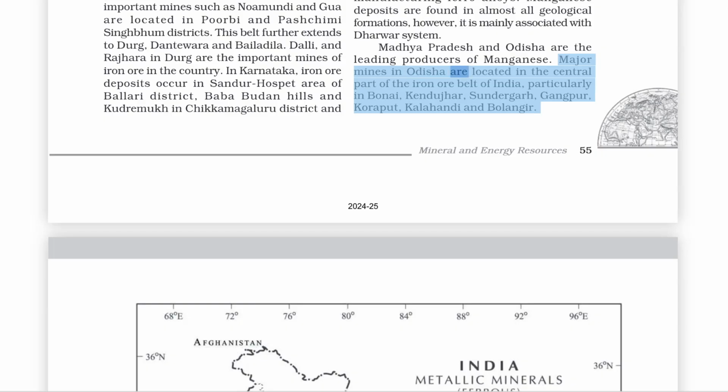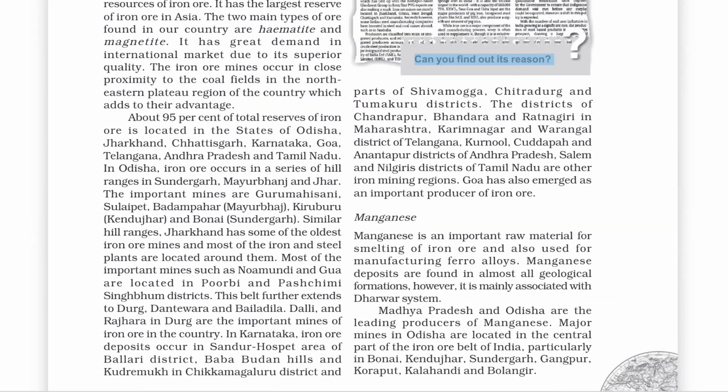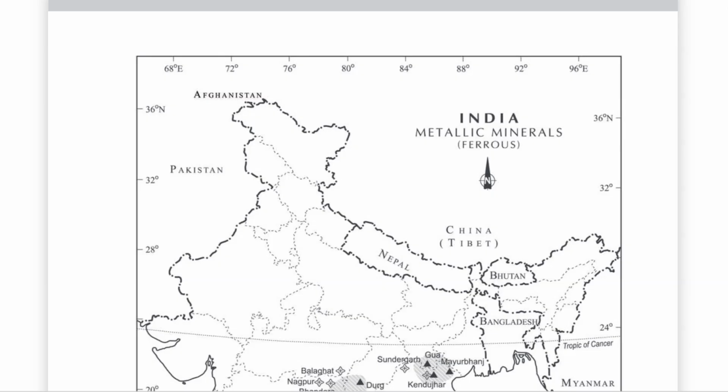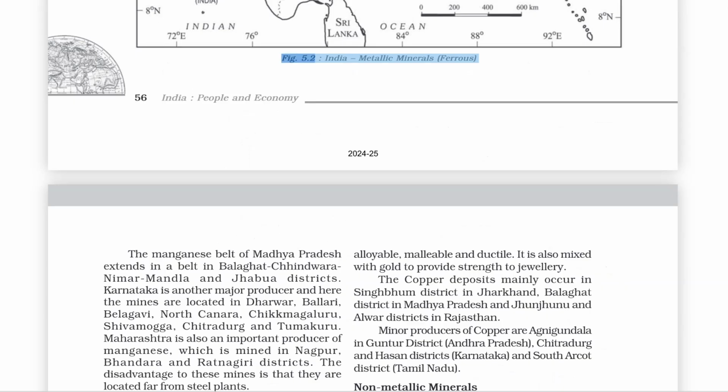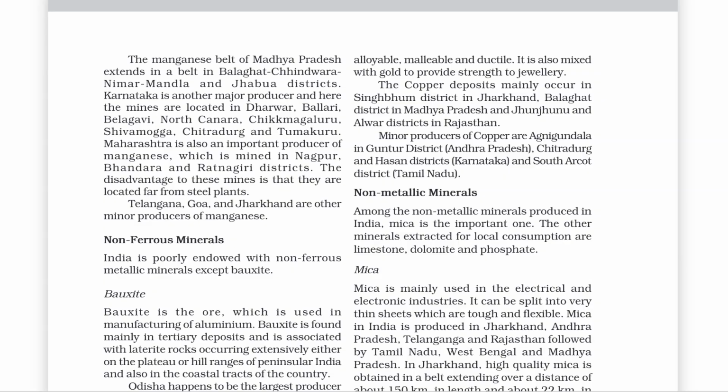Major mines in Odisha are located in the central part of the iron ore belt of India, particularly in Bonai, Kendujhar, Sundargarh, Gangpur, Koraput, Kalahandi, and Bolangir. Can you find out its reason? India, People and Economy. Figure 5.2, India, metallic minerals, ferrous. Mineral and energy resources.